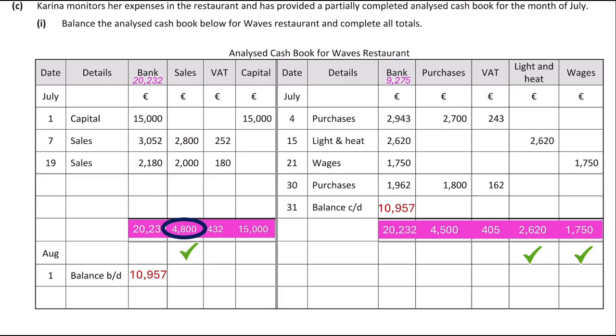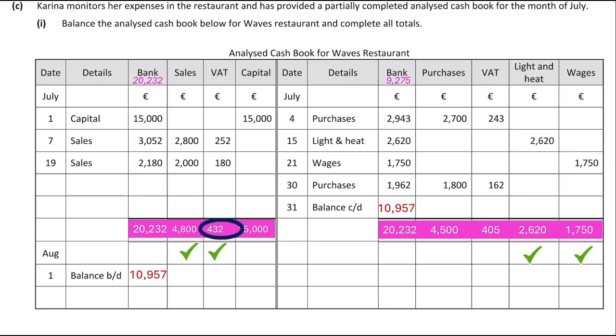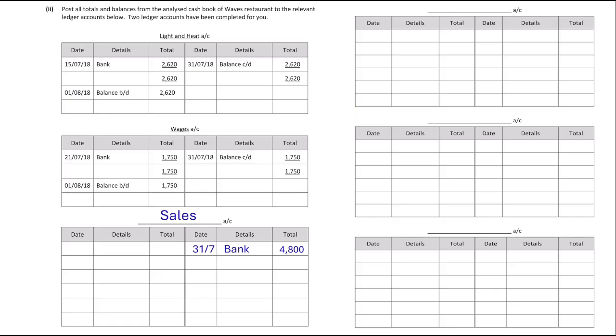So the sales account, we have 4,800 as the total. That's on the left hand side of the analysed cash book, so we will record that on the right hand side of the sales T account. So 31st of the 7th, bank, 4,800. Then we'll do the VAT on the sales. That is on the left hand side of the analysed cash book, so we will put that on the right hand side of the VAT account. So 31st of the 7th, sales, €432.